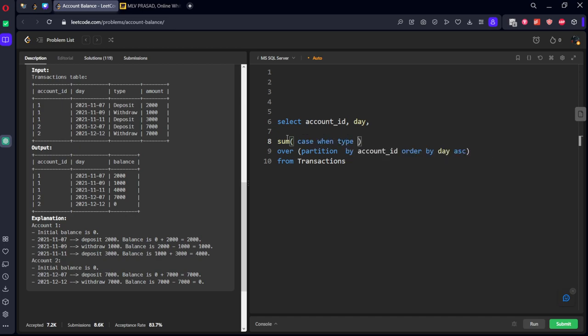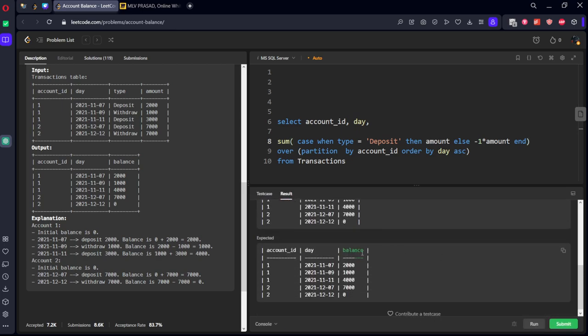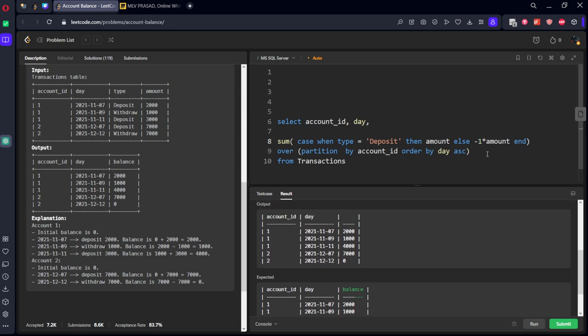type is deposit, then we should add plus amount to the sum. If it is not deposit, we should add minus amount, minus 1 into amount. End the statement. This is what they have done, same. So let's give an alias name for this one, balance.